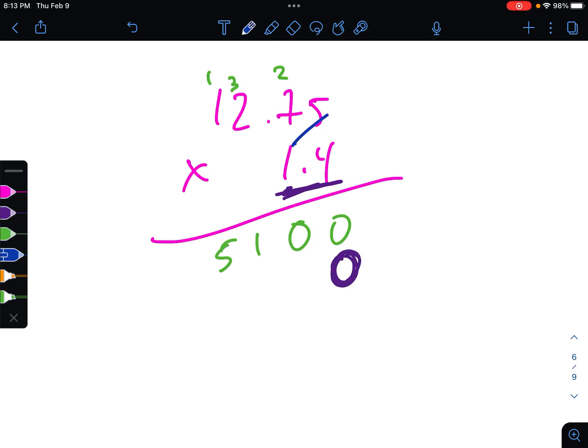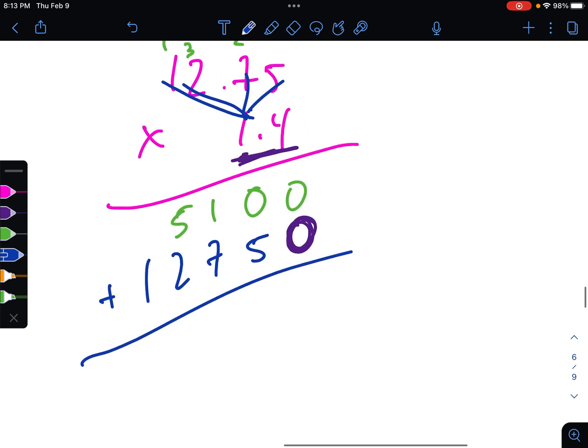I'm going to do the rest of the math. I'm going to multiply this 1 out. 1 times 5. 1 times 7. 1 times 2. And 1 times 1. Now let's add these up. 0, 5, 8, 5, 6, 7, and 1.